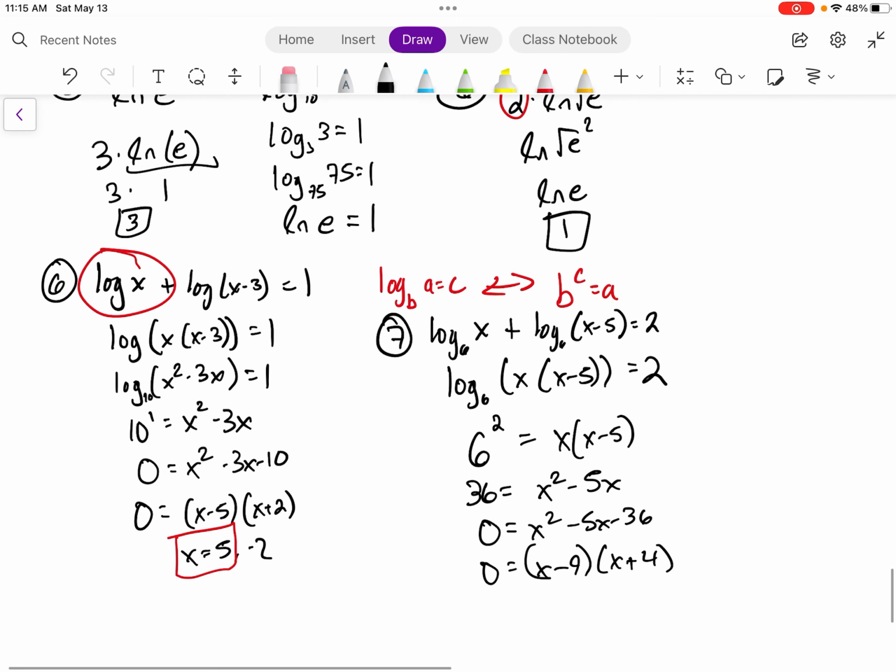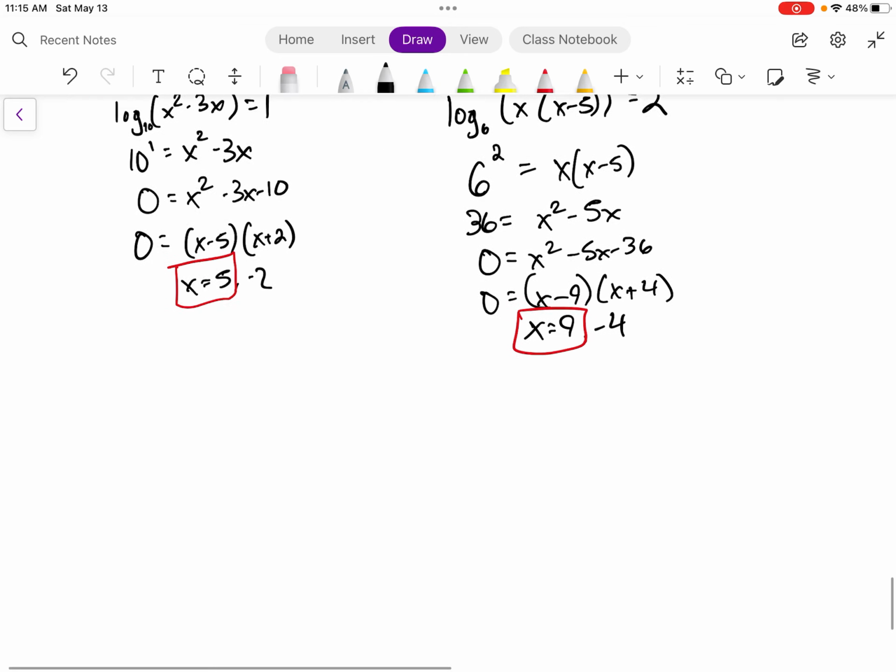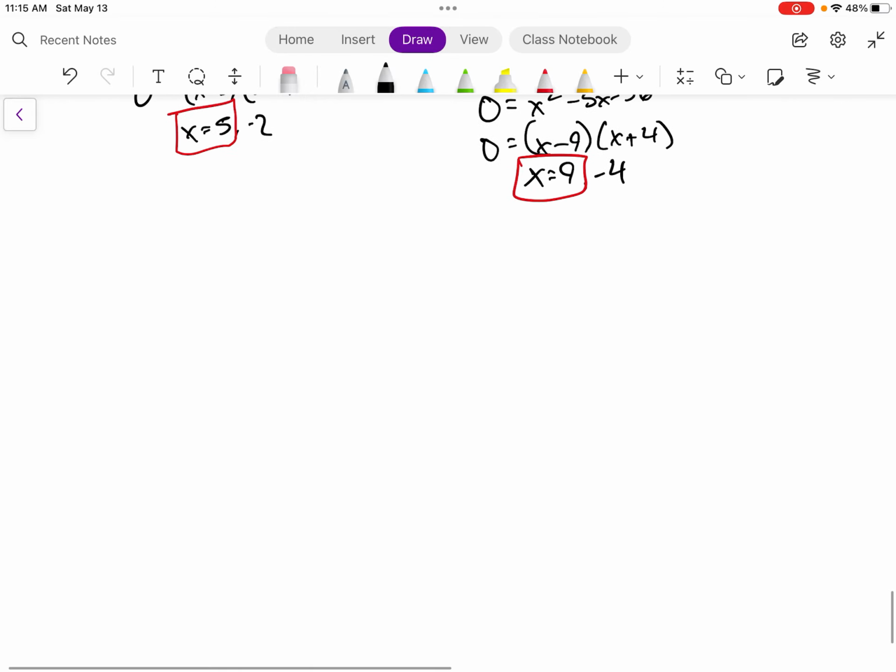Right, so we'll get 9 or negative 4 here. And of course, the negative 4 will again make this thing negative here. So it's just 9. Again, you could have no solutions, one solution, or two solutions with these problems. Doesn't mean that we can't have two answers just because these two had one that didn't work. Okay, let's keep rolling along.